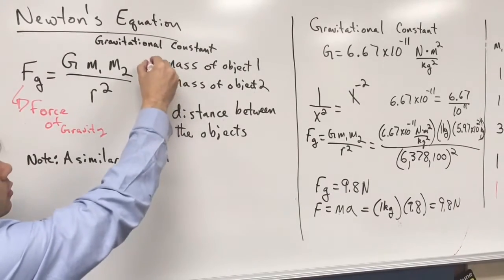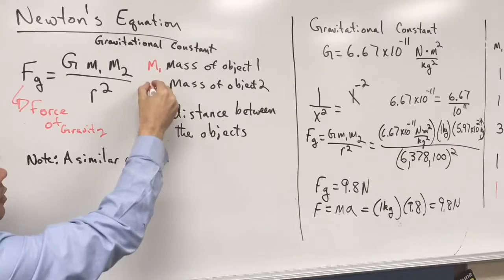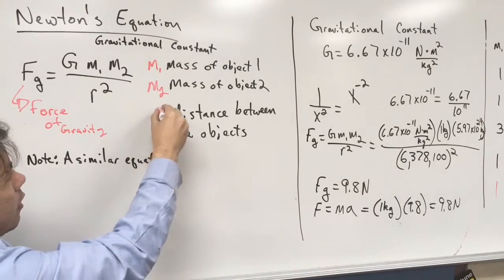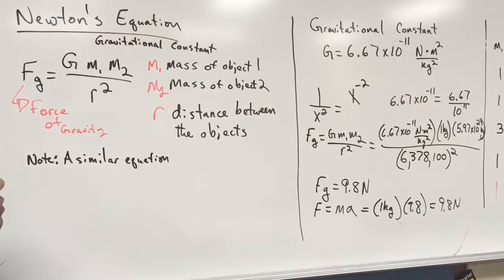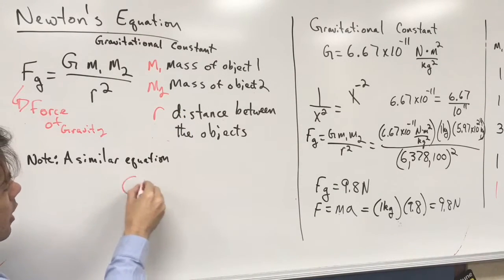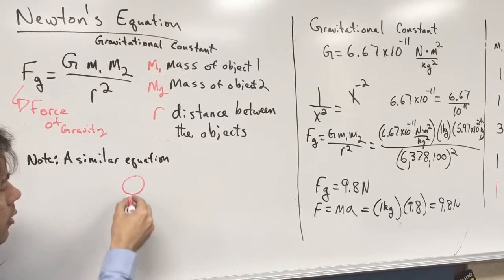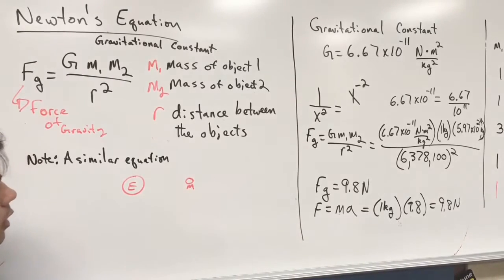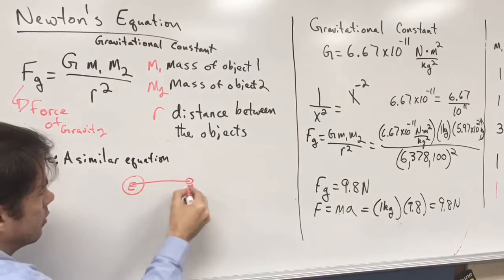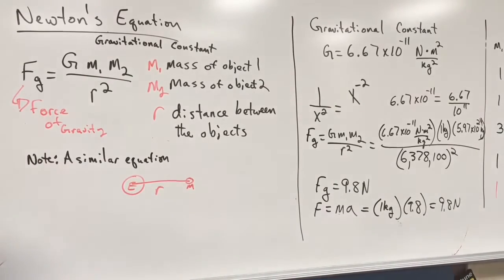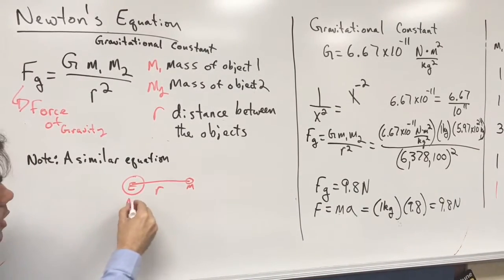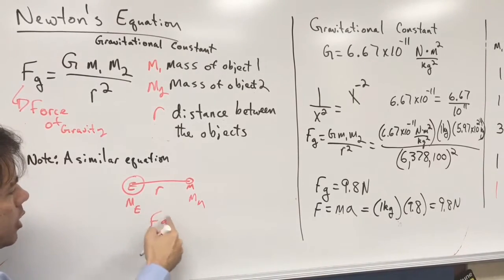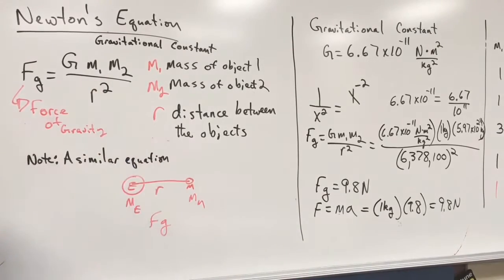So m1 is the mass of the first object, m2 is the mass of the second object, and r is the distance between the objects. For example, I have the Earth and I have the moon, with this distance r, and each object has a mass. The force of gravity between them would be equal to this equation.